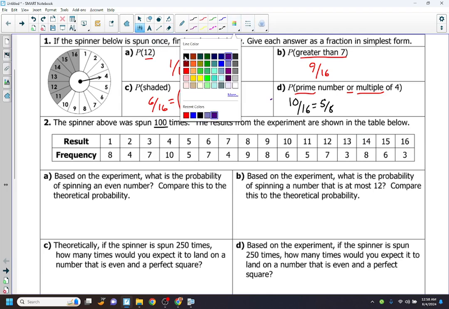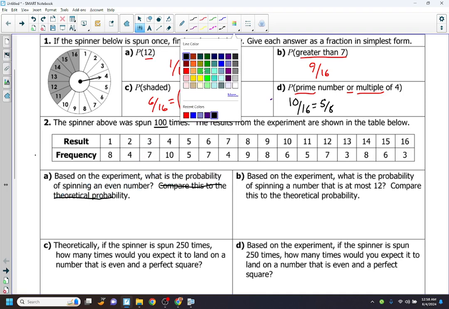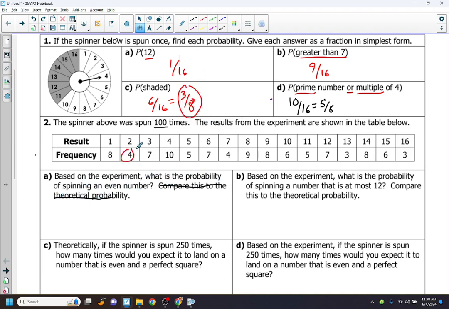All right, so for this part, it says compared to a theoretical probability. You never do that. Based on the experiment, what's the probability of spinning an even number? So what I should do is add up all the even numbers. 2 is an even number, so I'm adding 4 to it. 4 is an even number, I'm adding 10. 6 is an even number, I'm adding 7. 8 is an even number, I'm adding 9. 10 is an even number, I'm adding 6.